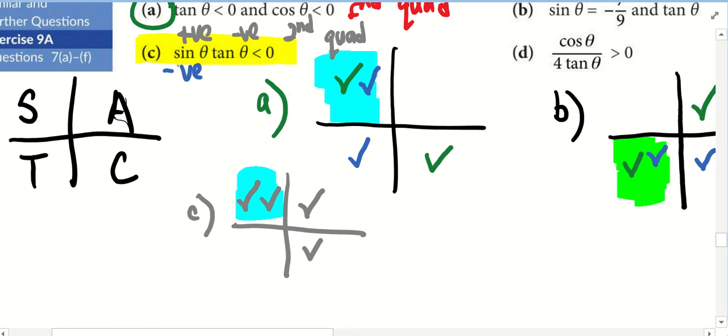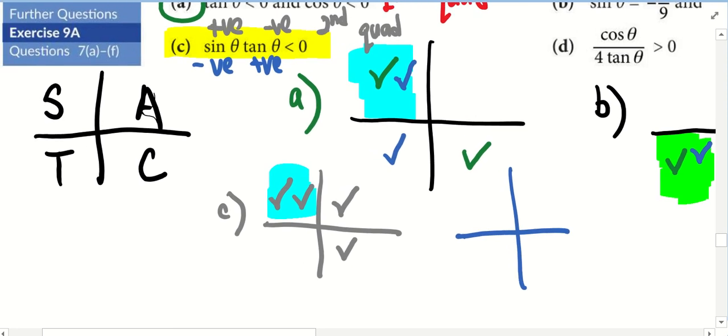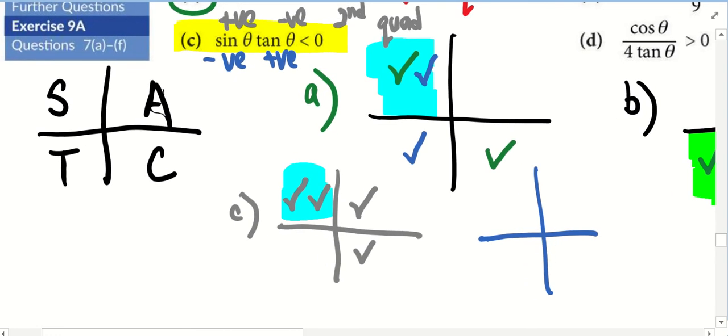Sine is negative. Tangent is positive. Let me finish up this one. So I'll draw the diagram again. If sine is negative, Xavier, which quadrant will it lie in? Sine is negative. Part C, there, the blue one. Sine negative. The fourth one, that's all. Third and fourth, right? Xavier, try again.